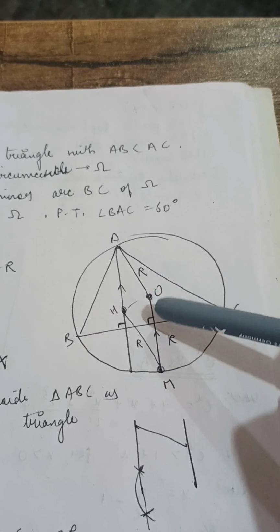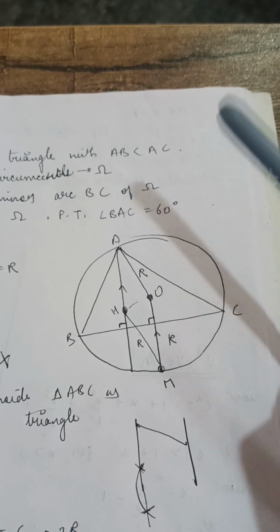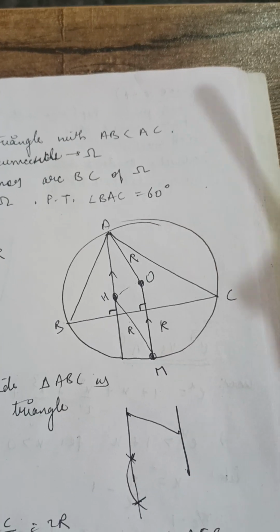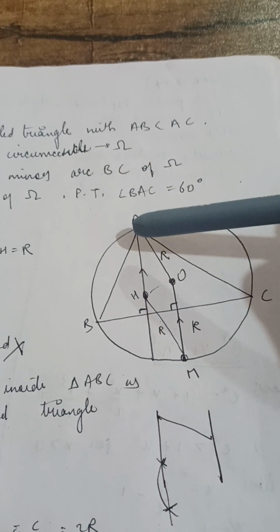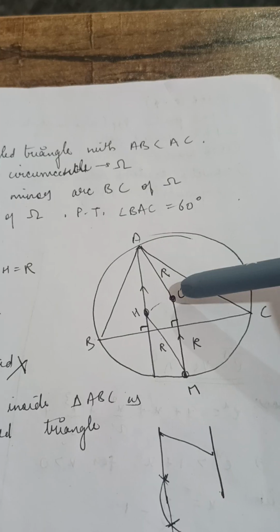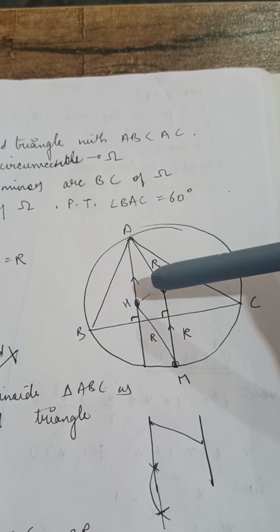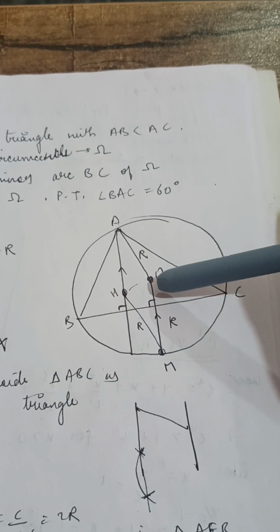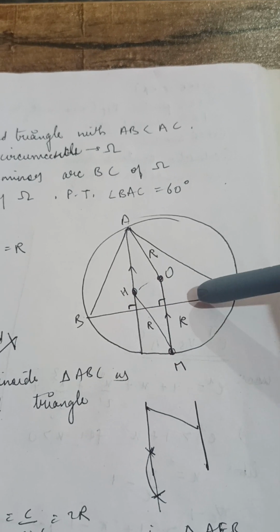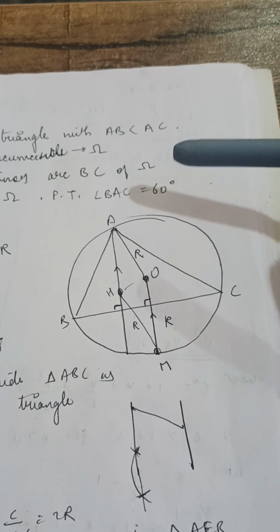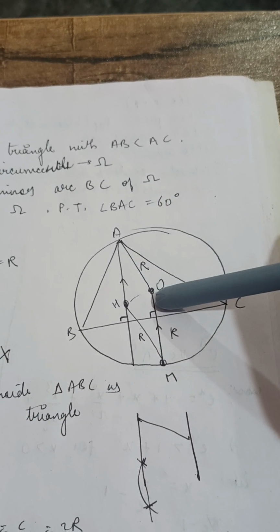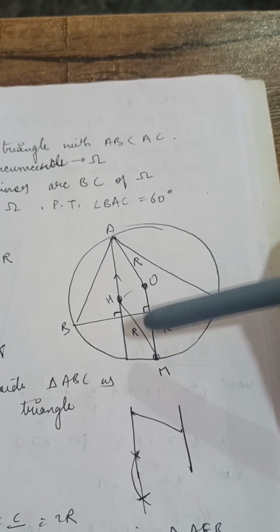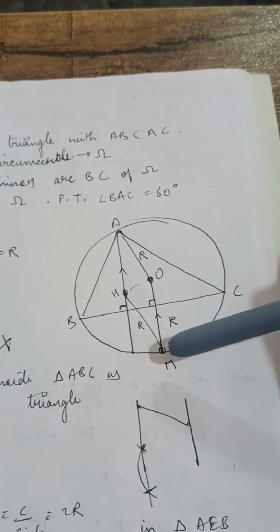So here you can see that OM will be R. R is the radius of the circumcircle. I have assumed its value R, and OA will also be R. Now if you see, both AH and OM are perpendicular to BC, so they will be parallel. Hence they are parallel, and OM is R, and we are also given that HM is R.